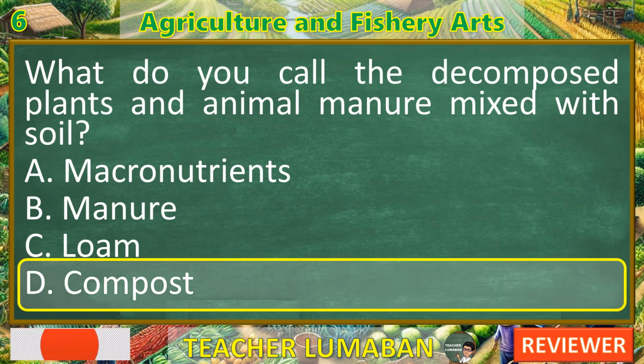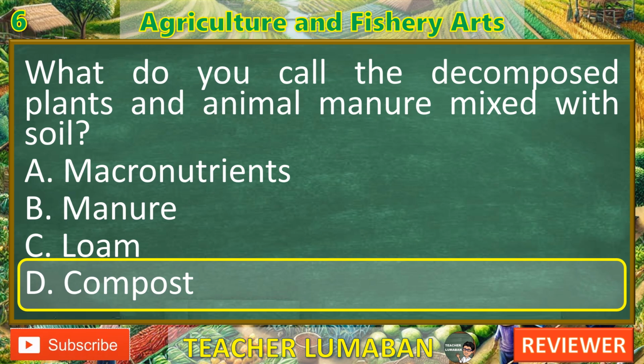Here's an explanation of each choice. A. Macronutrients. These are essential nutrients required by plants in large quantities, such as nitrogen, phosphorus, and potassium. While they are important for plant growth, they do not refer to decomposed materials mixed with soil. B. Manure. This is animal waste, often used as a fertilizer, that can improve soil fertility. While it can be part of compost, manure itself does not describe the mixture of decomposed plants and animal waste with soil.